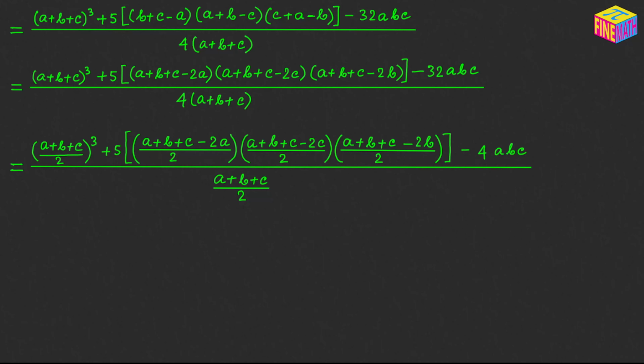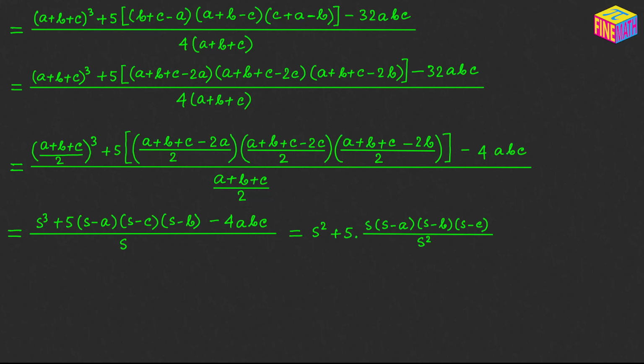And now if you carefully look at it, a plus b plus c over 2 is nothing but s, which is the semi-perimeter. So let's try to rewrite this expression, and the expression can be written like this. And in the next step, I am going to divide each of the terms in the numerator by s. So the first term becomes s squared, and the second term becomes something like this.